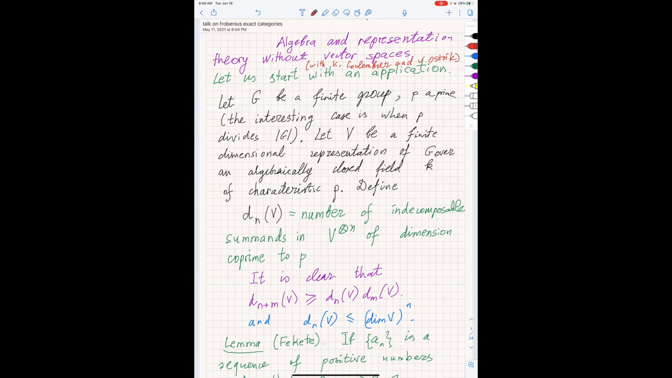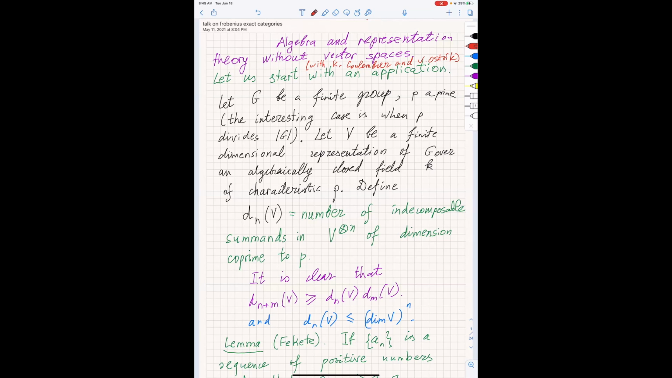So I would like to start with an application. This is about some new theory of representations, Lie theory and algebra in tensor categories. But to motivate this subject, I would like to start with an application.